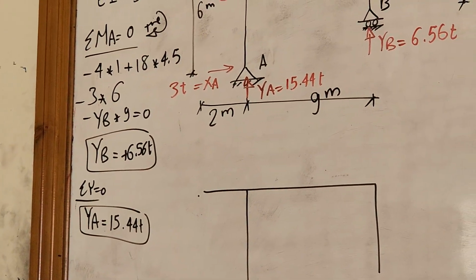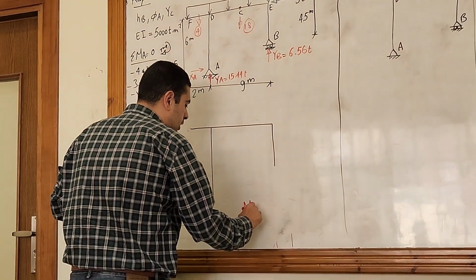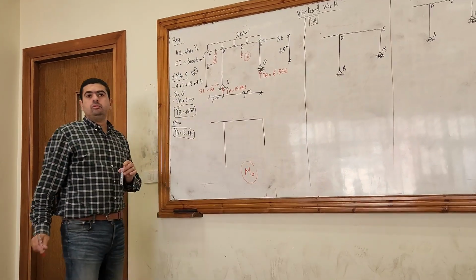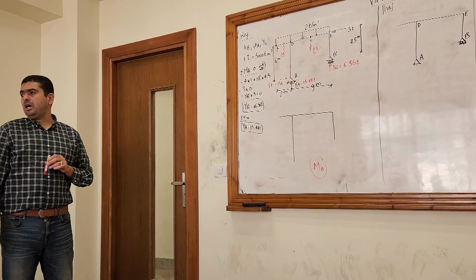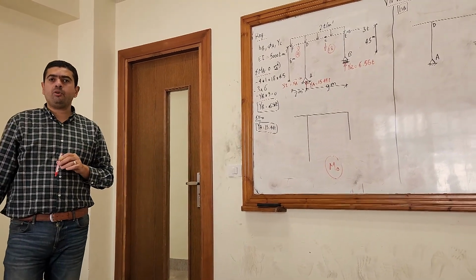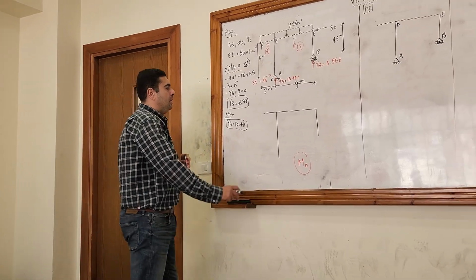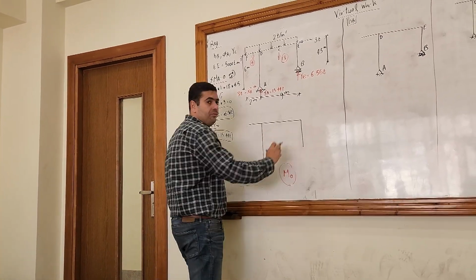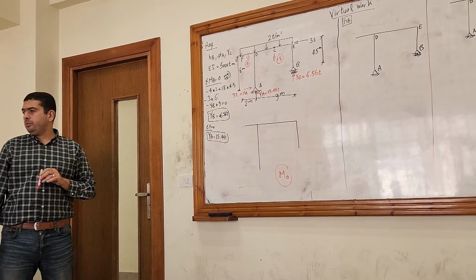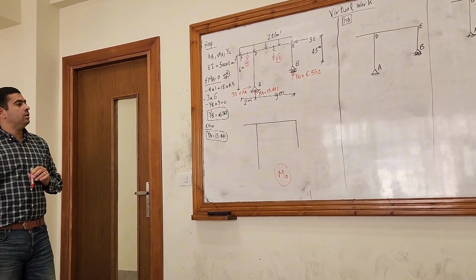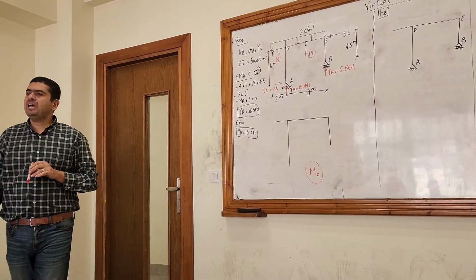Draw the bending moment diagram, which will be named M node. Okay, so let's remember again how to draw a bending moment diagram for a frame. Again, I have 4 different members, so I have to draw for each member. Let's start calculating the moment at points.